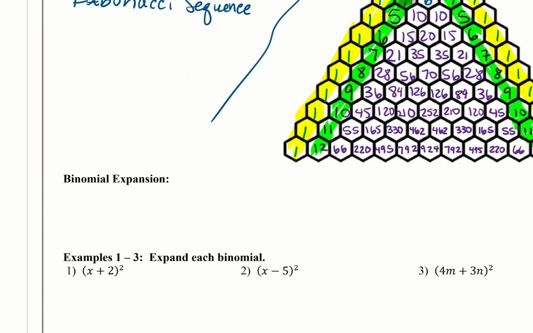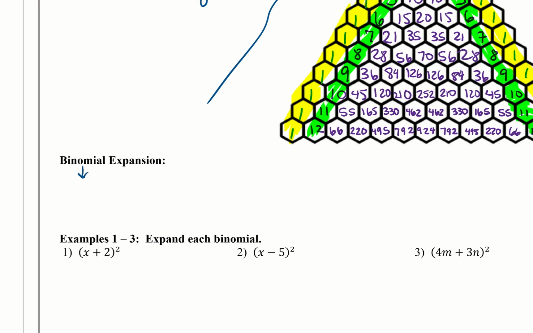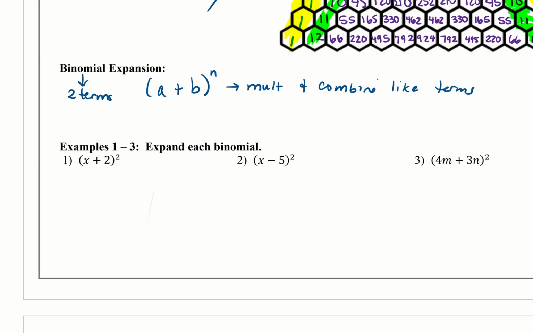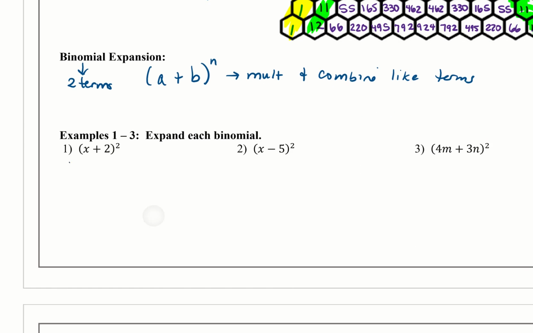Okay, so binomial expansion: a binomial is when we have two terms. And when we expand it out is when we have these two terms taken to a power, and we multiply it out and combine like terms. You do this a lot when you FOIL. So for example, you could expand this out as doing x plus 2 times x plus 2.